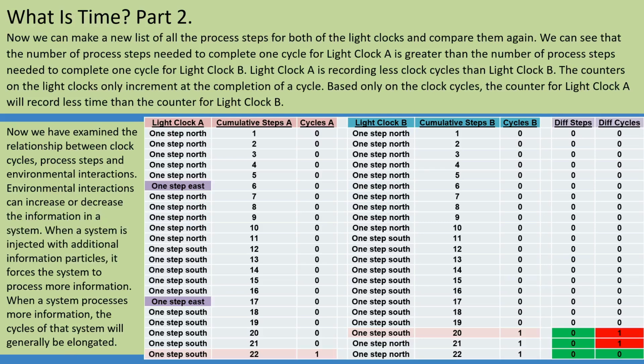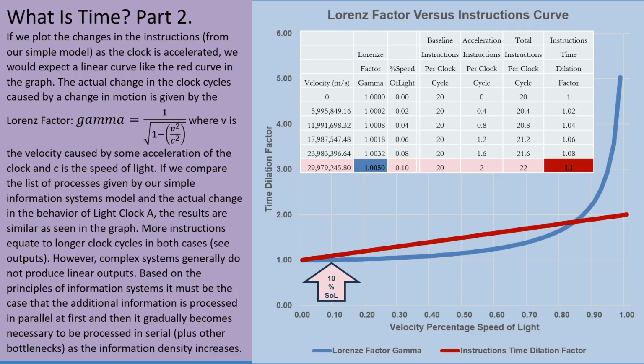Now we have examined the relationship between clock cycles, process steps, and environmental interactions. Environmental interactions can increase or decrease the information in a system. When a system is injected with additional information particles, it forces the system to process more information. When a system processes more information, the cycles of that system will generally be elongated. If we plot the changes in the instructions as the clock is accelerated, we would expect a linear curve like the red curve in the graph.